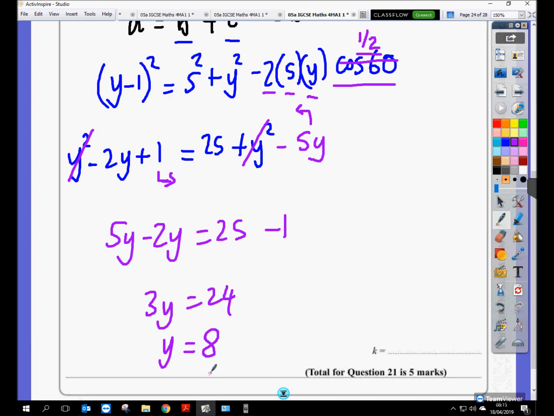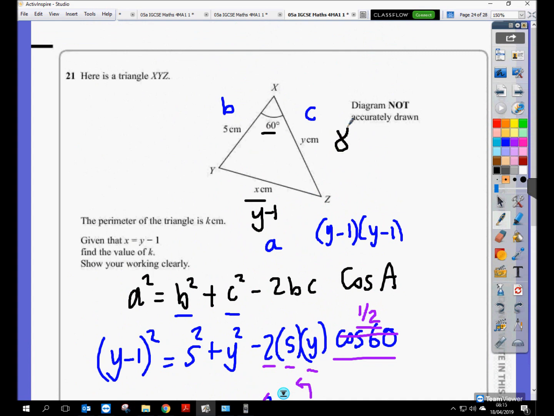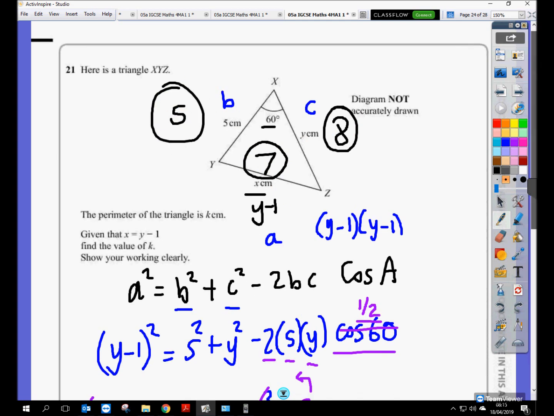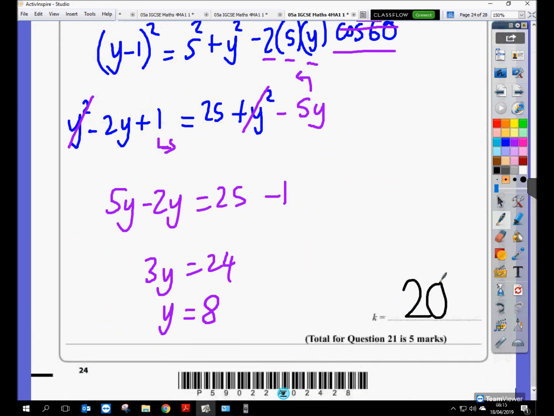The question says to work out the value of k. K is the perimeter of the triangle. So now we know that y is 8. This side is 8, of course. This side is y minus 1, so it's 7. This side is obviously just 5. Add the 3 together to work out the perimeter, as perimeter is the distance around the edge. You end up with 20.